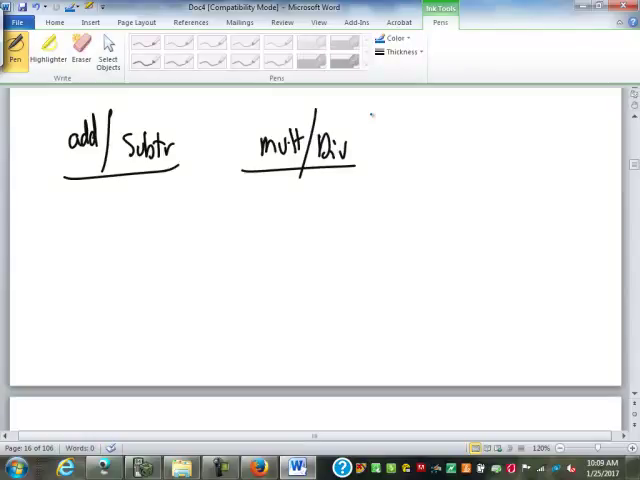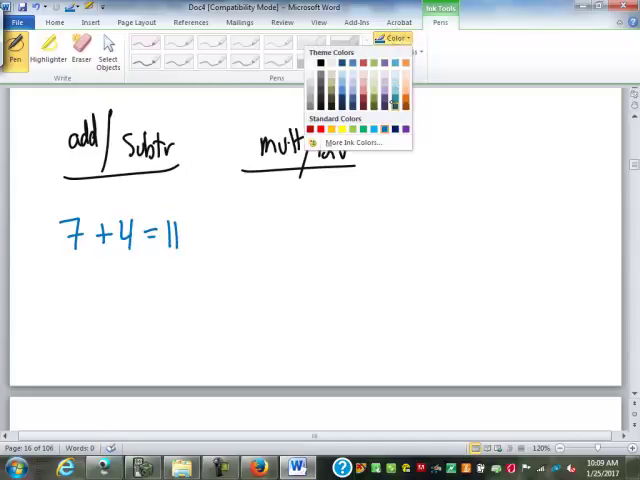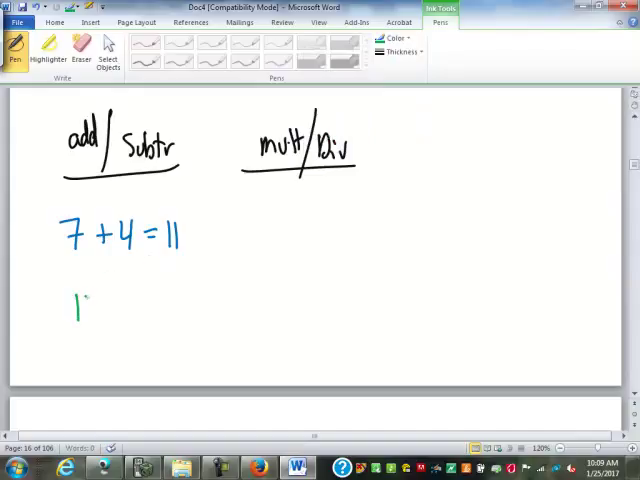Subtraction will reverse addition. So let's say I start out with the number 7. If I add 4 to 7, I get 11. If I want to get from that 11 back to the 7, what do I have to do? Subtract 4. Here I see that adding 4 and subtracting 4 reverse each other. I get back to where I started.